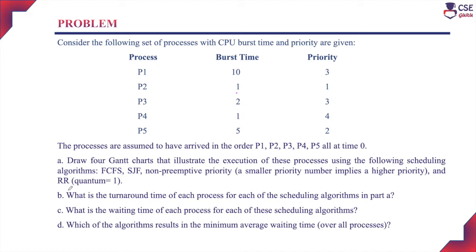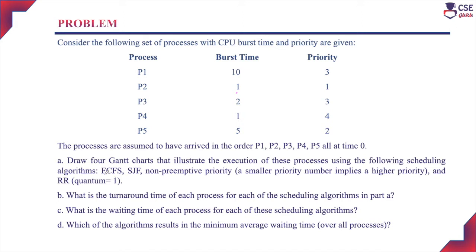round robin scheduling algorithm. Next, what is the turnaround time of each process for each of the scheduling algorithms in part A? Then, what is the waiting time of each process for each of the scheduling algorithms? Which of the algorithms results in the minimum average waiting time over all processes?